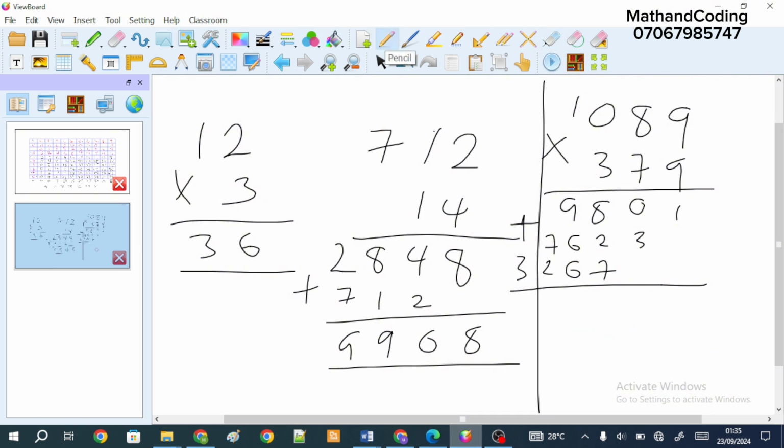So 1 plus 0 is 1, 0 plus 3 is 3, 8 plus 2 is 10, plus 7, 17, carry 1, 1 plus 9 is 10, plus 6, 16, 16 plus 6, 22, and then you carry 2, 2 plus 7 is 9, 9 plus 2 is 11, carry 1, 1 plus 3 is 4. So if we multiply 1089 by 379, you have 41270.